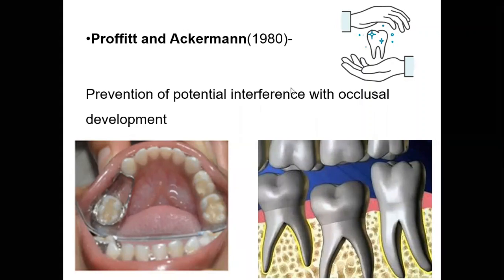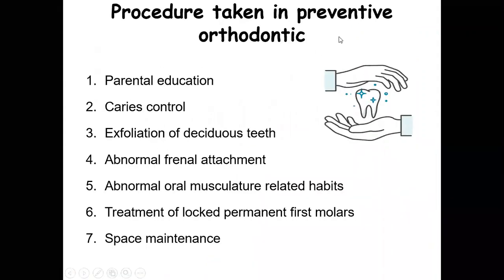So in preventive orthodontics, we try to prevent development of any occlusal abnormality in the dentofacial structure. What are the procedures taken in preventive orthodontics? As I told you before, the very initial step is parental education, because in the beginning the child is with the parent. The child does not come straight to the dentist.